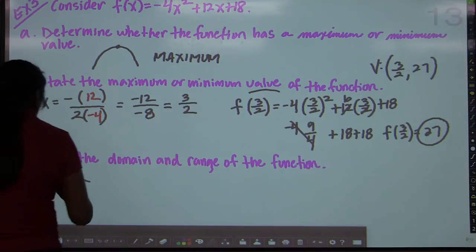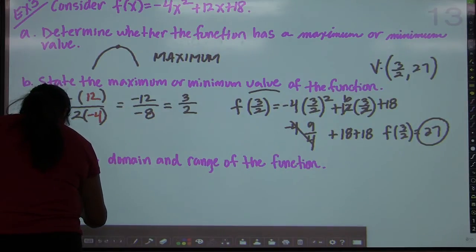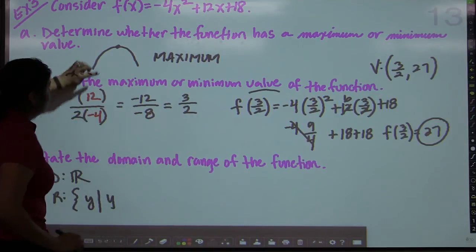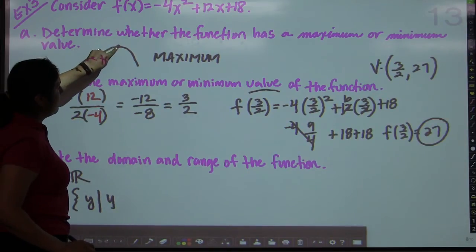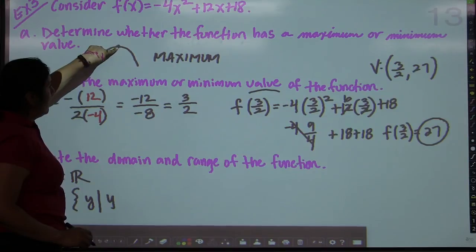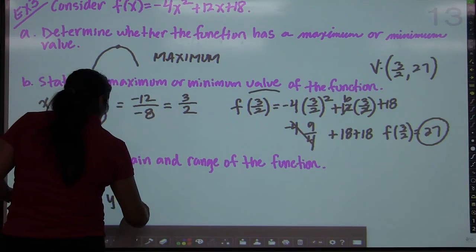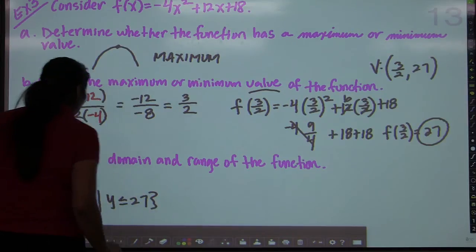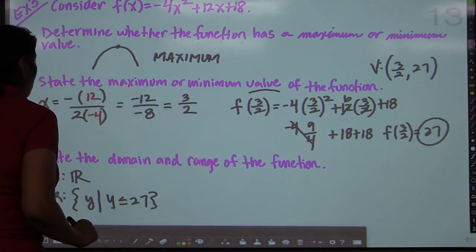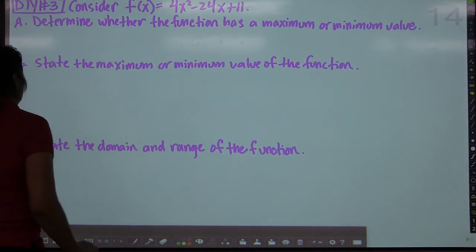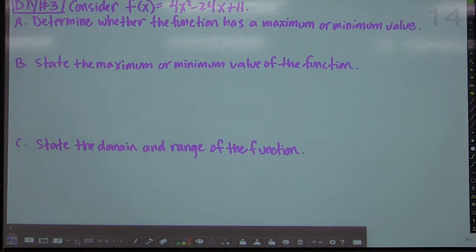So for the range of the function, we want to say all y values, and because this is a maximum, we know that this value here is 27 on the y. So it's going to be 27 and below. So y less than or equal to 27, and that's how we know what the range is. Alrighty? So now we're going to have you try this little guy, and then we're going to go to our last example.